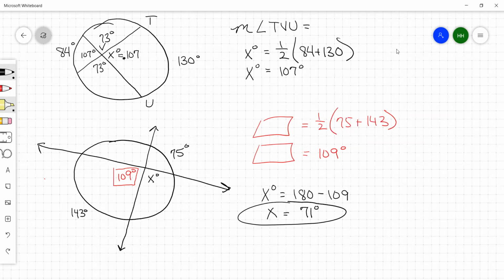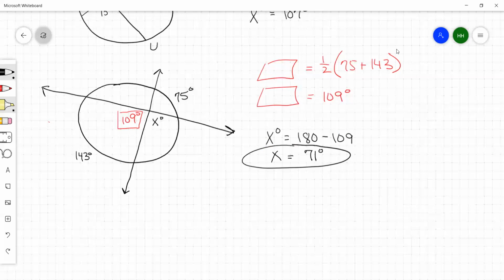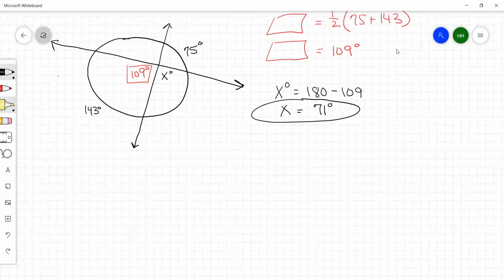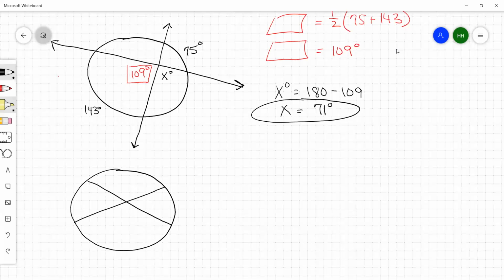And then let's look at one more application here, okay? Now let's say you got a circle and you got two chords. And now here's what you're given. You're given this big arc is 154. You're given this angle of 120. And now here's what you got to solve for.